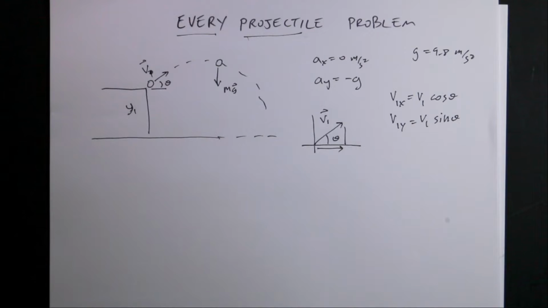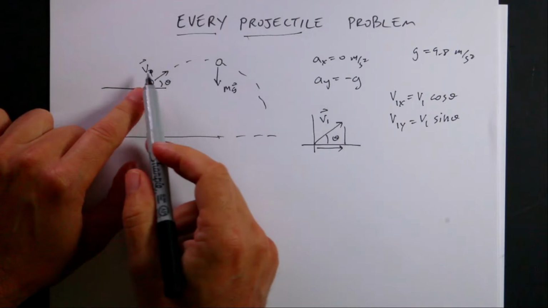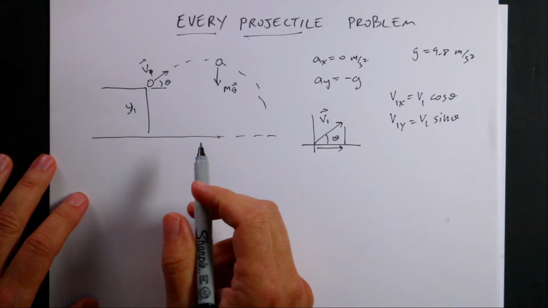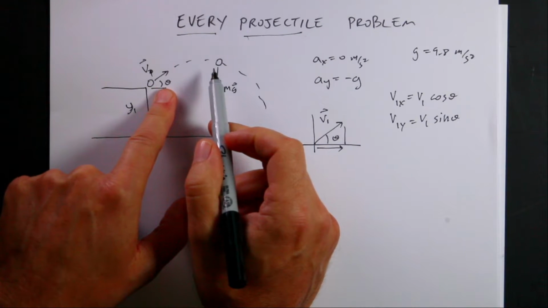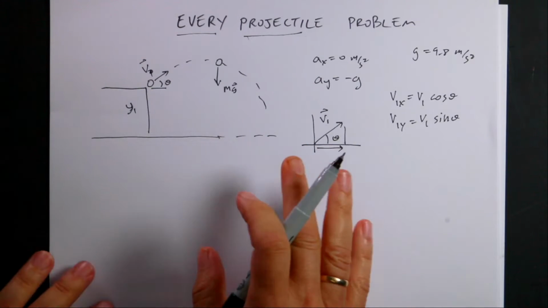Now, the other very important idea about projectile motion is that the motion in the horizontal direction and the motion in the vertical direction are independent. The x velocity does not depend on the y position or the y velocity if there's no air resistance. If there is air resistance, that's not true.